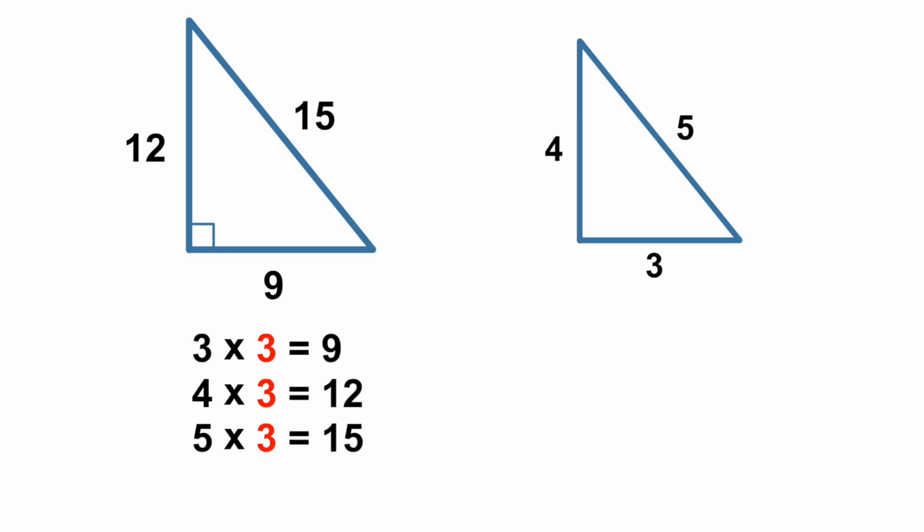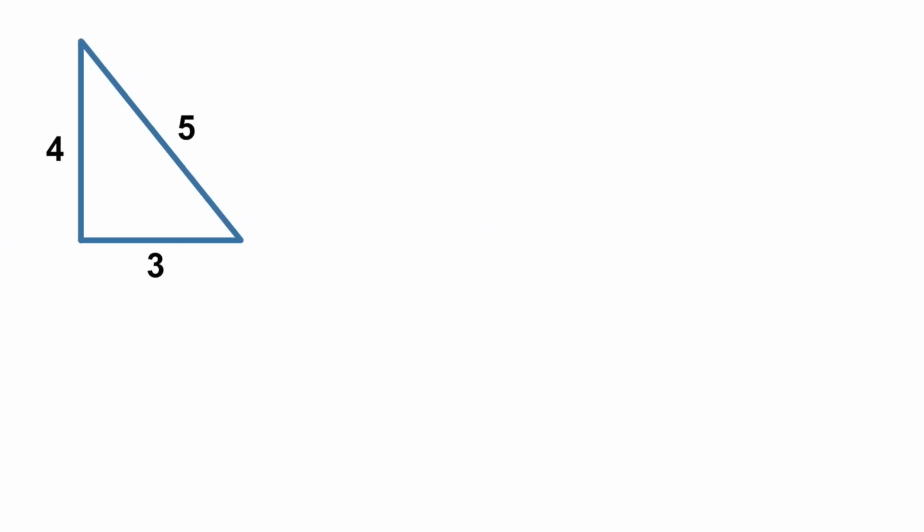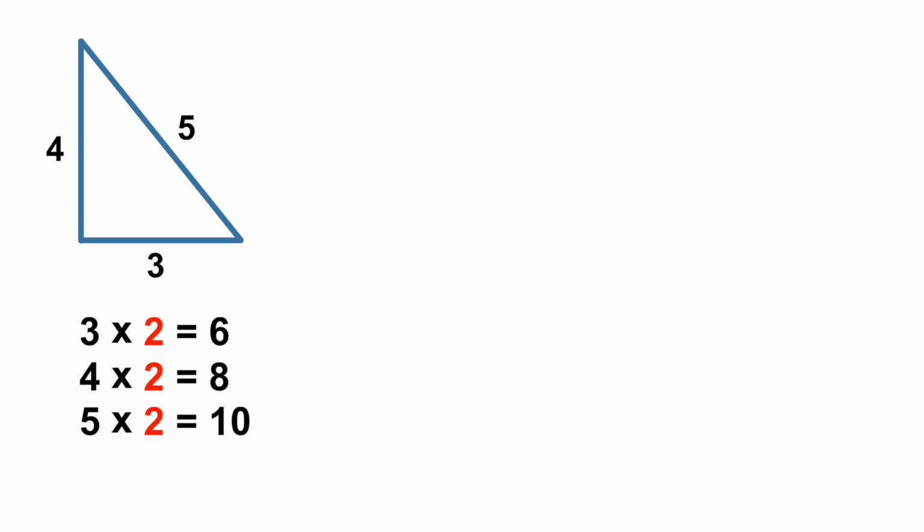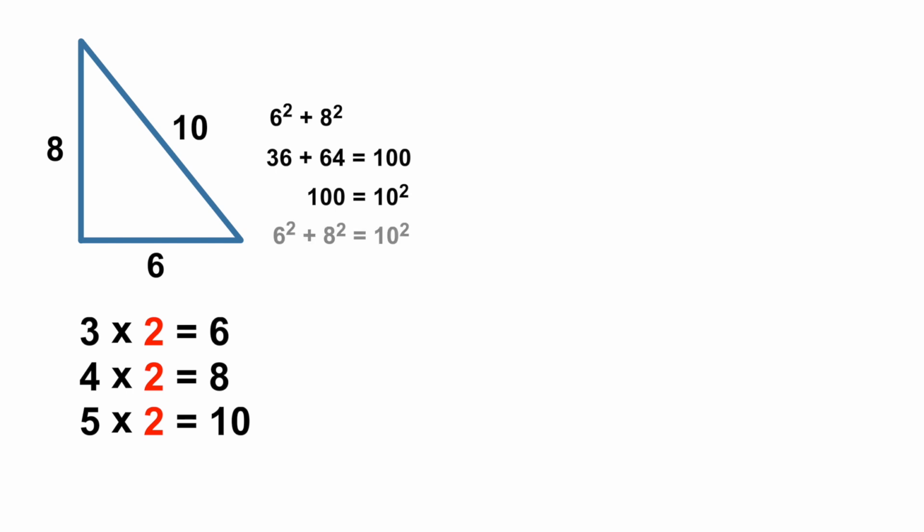the same number. So if I multiply 3, 4 and 5 by 2, I get 6, 8 and 10. And if we try this in our formula, 6 squared add 8 squared is equal to 36 add 64, which is equal to 100. And of course 100 is 10 squared. So 6, 8 and 10 satisfy Pythagoras' theorem.